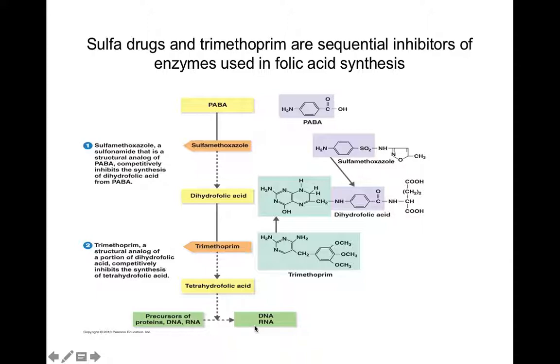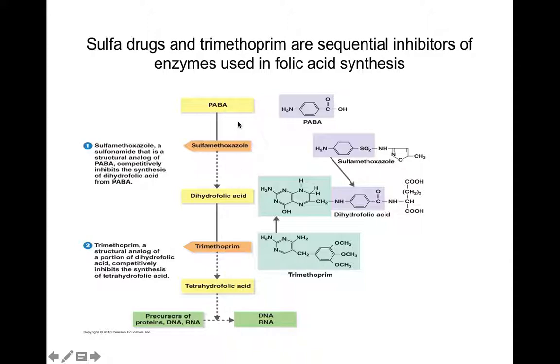Humans don't have the enzymes to make folic acid. So folic acid is a vitamin. We have to ingest it, right? But bacteria have enzymes to make folic acid. And it goes from paraaminobenzoic acid to dihydrofolic acid to tetrahydrofolic acid. You don't have to know these intermediates, folks.